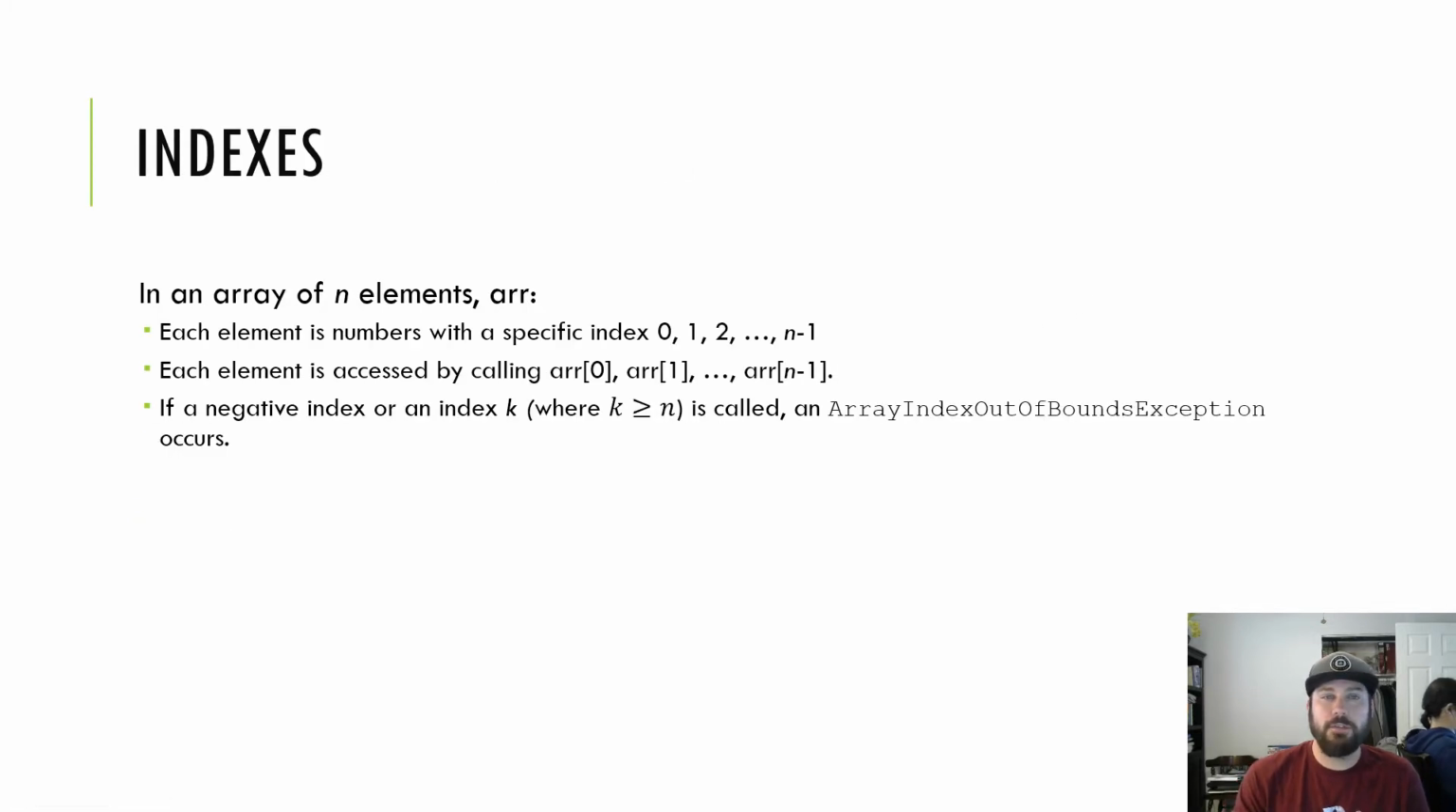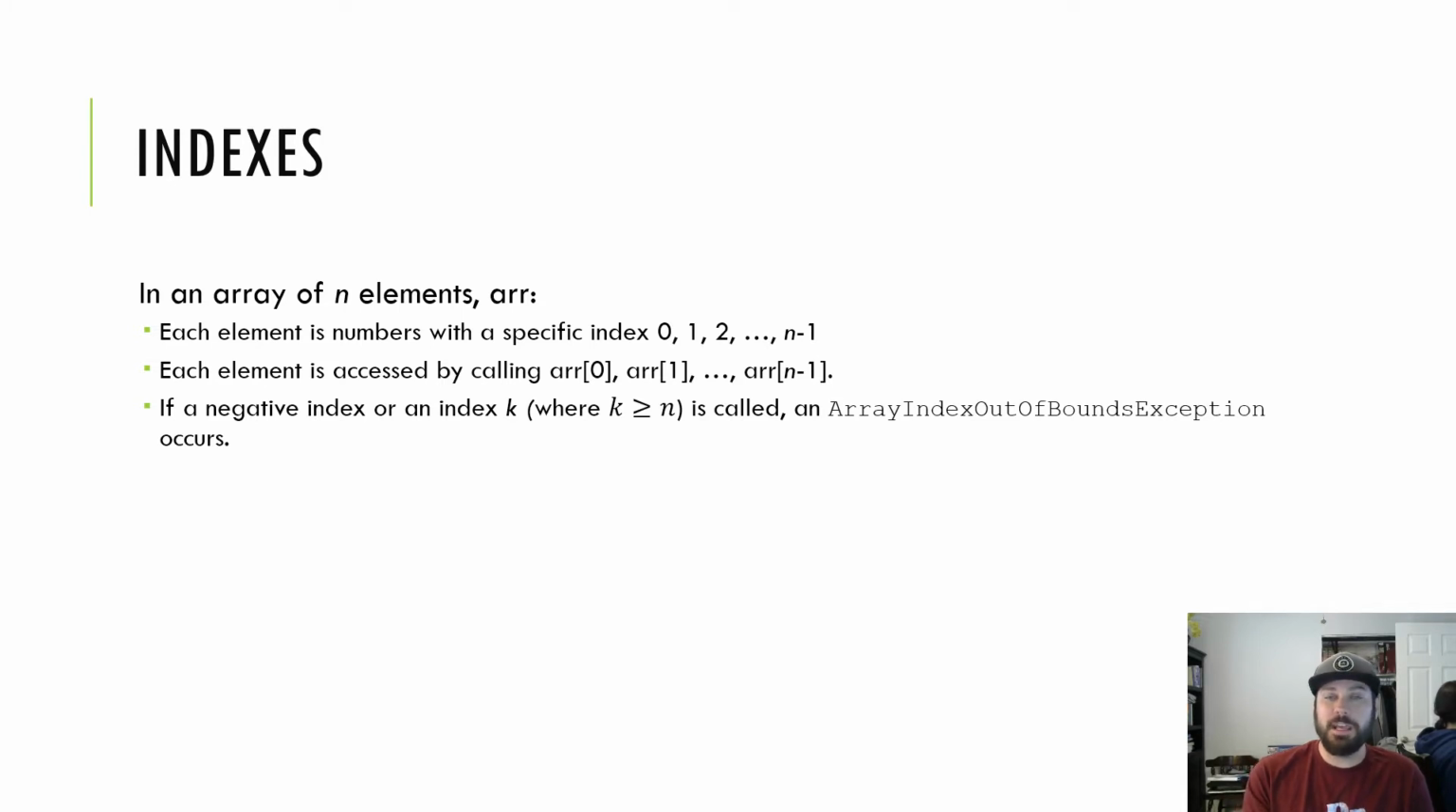In an array, every element receives an index. So if we have an array of n elements, and we're going to call it ARR, each element is numbered with a specific index going from 0 to n minus 1. Because we start counting at 0, the last index is n minus 1. Each element is accessed by using the specific notation, the name of the array, in this case ARR, and then square brackets around the index that we want to access. And this allows us to either access the data, or we can even override the data using the assignment operator.